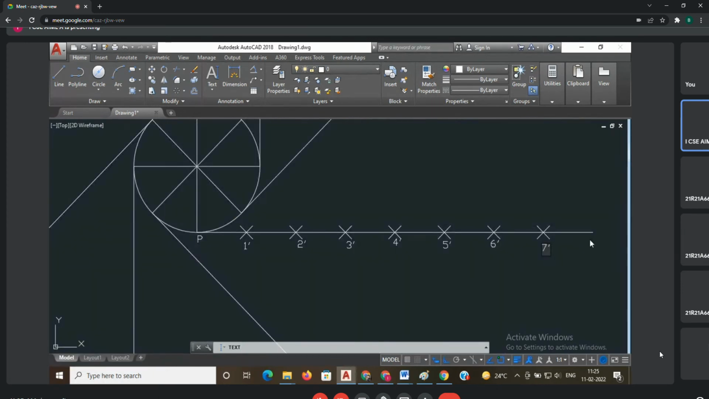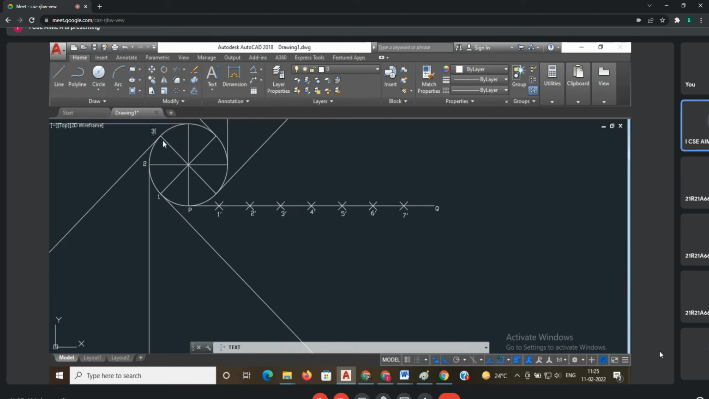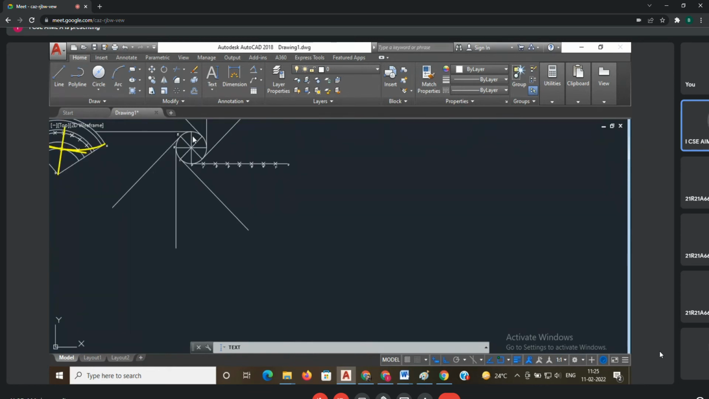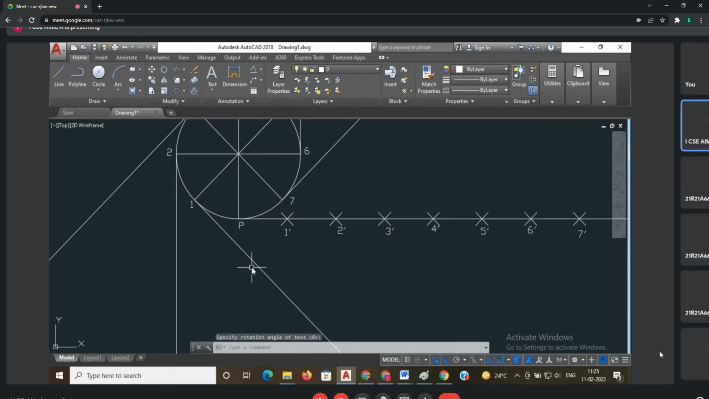7 dash, 8 dash are Q. Okay. Now this one will be your 1. This is your second point. This is your third point. This is your fourth point. This is your fifth. Here is sixth. It is 7. Okay. Now you made the points 1, 2, 3, 4, 1 dash, 2 dash like that.